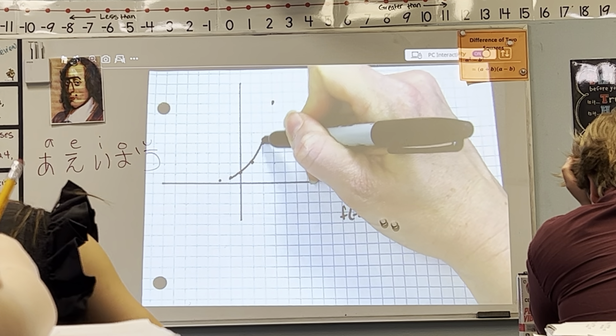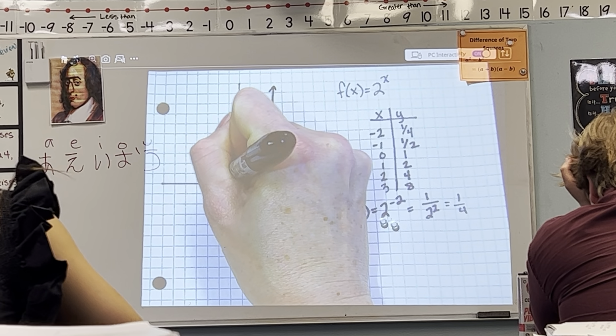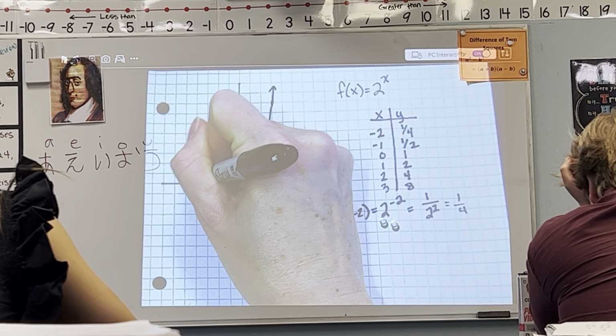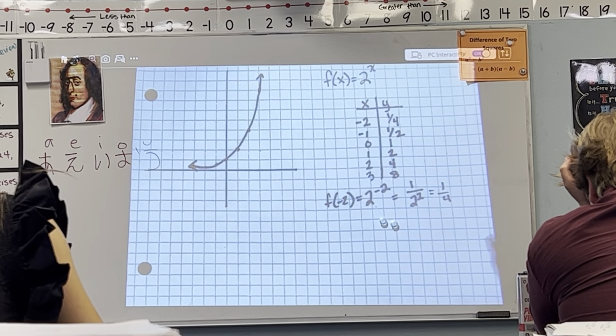But doesn't it never go through the x-axis? Yes, I was just about to say that. What's that called? It just stays very close to it. Asymptote, or however you say it.